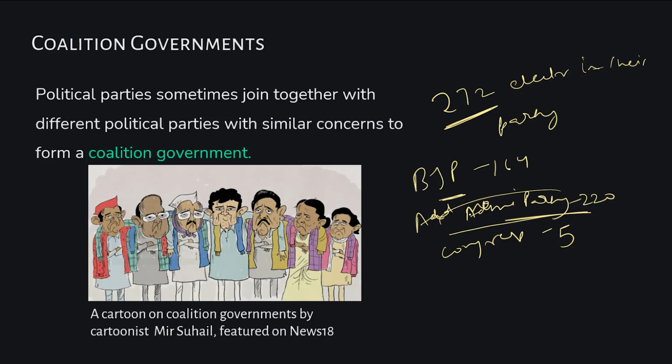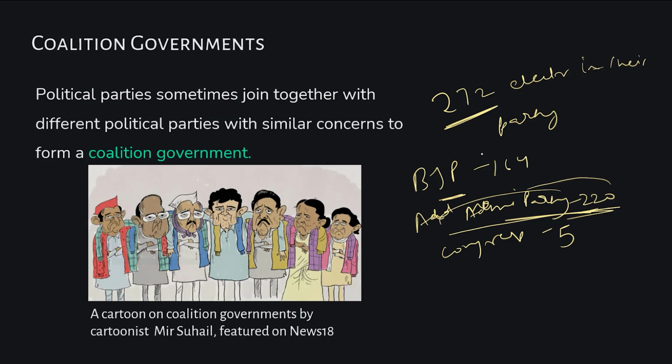still Aam Aadmi Party does not become the ruling party, since in order to become the ruling party, the number should be 272. 272 MPs should be elected from this party in order to become the ruling party. It hasn't crossed that number, but it is still in majority. But still it wouldn't become the ruling party until it gets 272 votes.